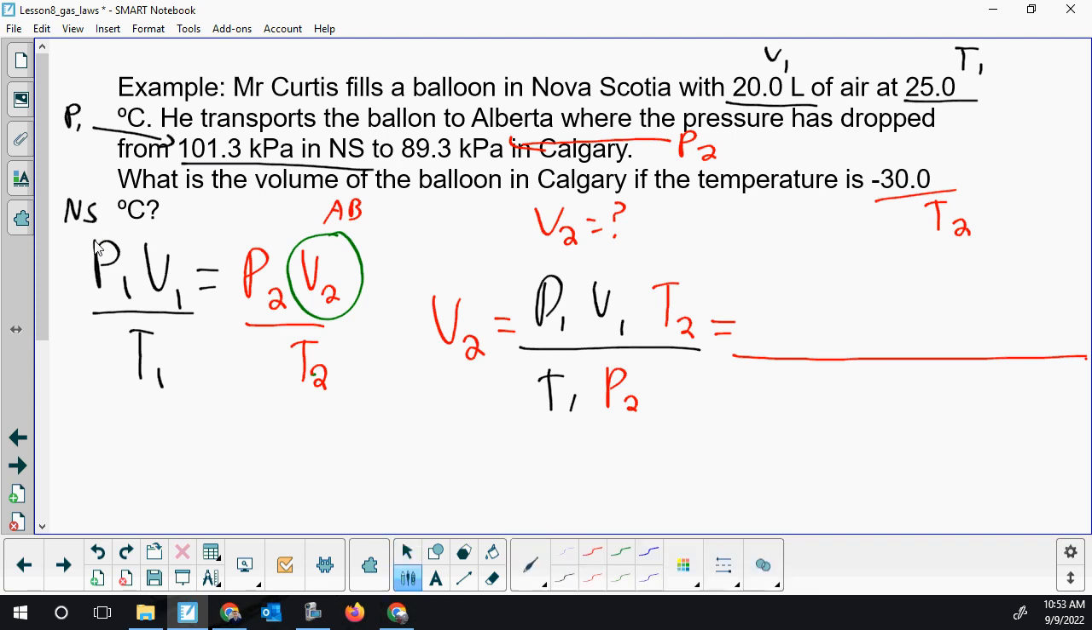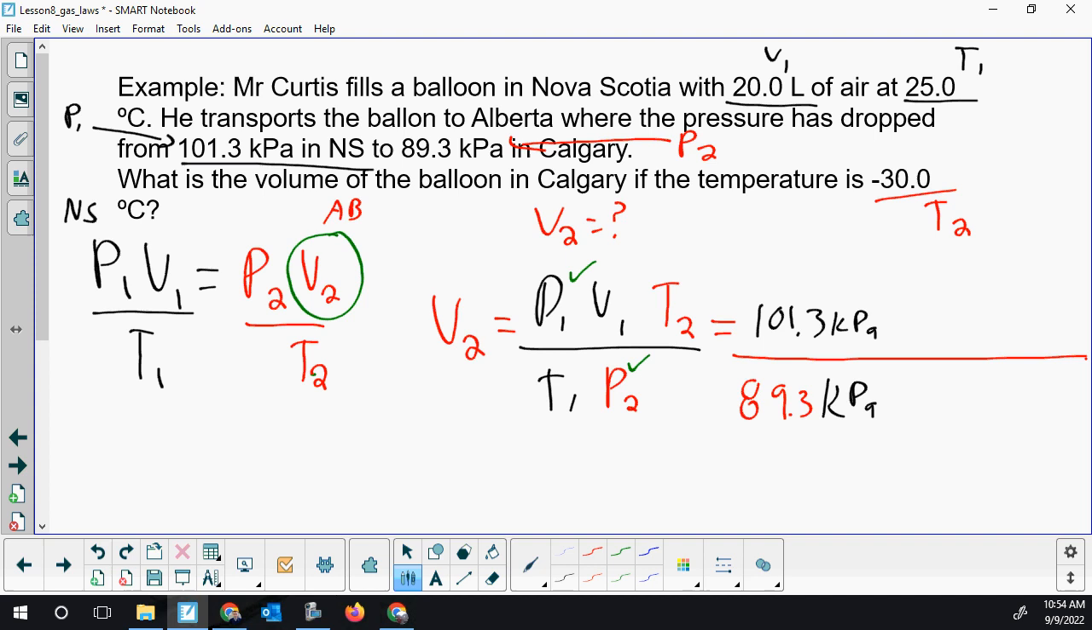P1 is 101.3 kilopascals. Once I've decided to use kilopascals for P1, P2, which is on the bottom, has to be in the same units. And good, it's in kilopascals, so I don't have to use any of my gas law pressure conversions to convert it. If it was in atmospheres, I would have to convert. 89.3. So I've taken care of my P1 and my P2.